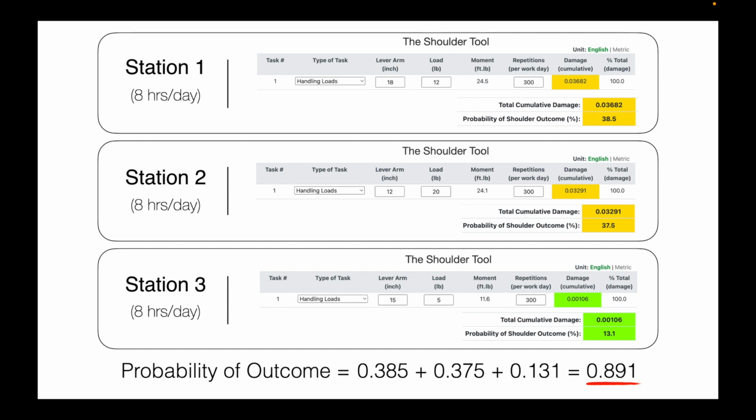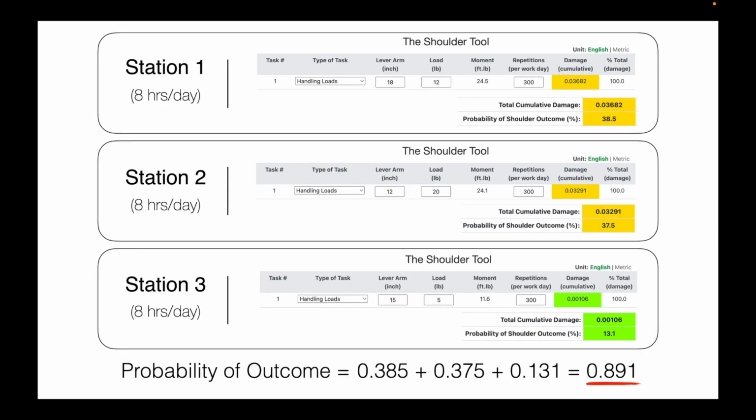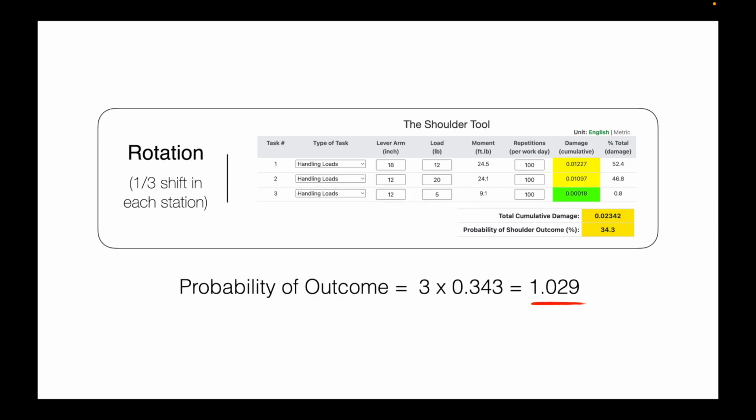But it's interesting, 2 of the jobs, station 1 and 2, those employees' risk actually improved. It went down to 34 instead of around 37, 38. But the poor old one that was green, it went from 13% up to 34.3.